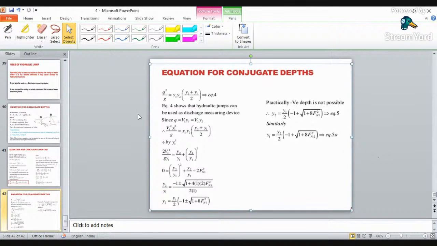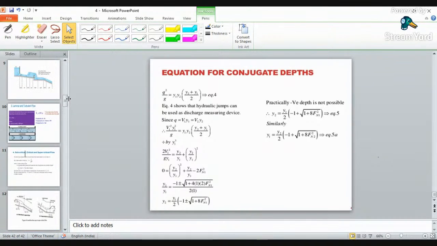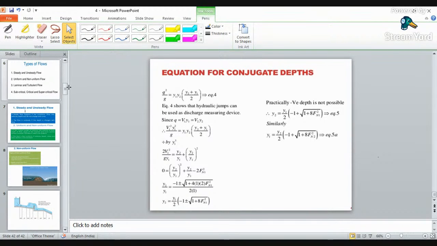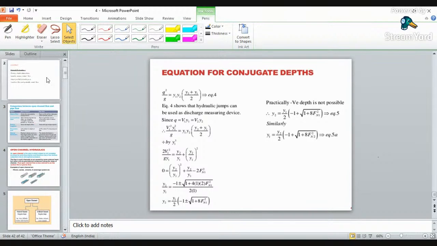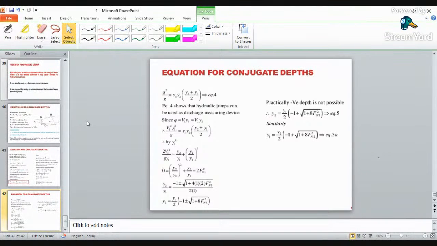So here we have covered all the topics of open channel flow. I hope you have enjoyed this, and just try to solve a few more problems related to open channel flow, which are based on these equations only. Okay, thank you.